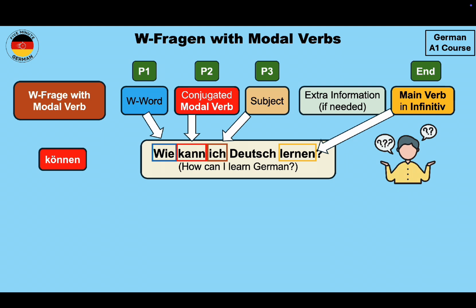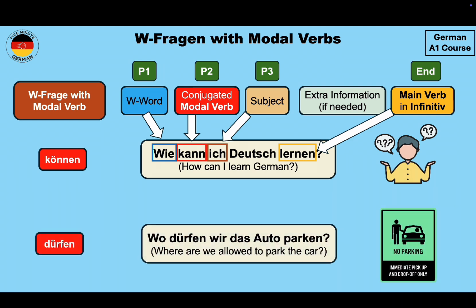Another example with the modal verb dürfen will be Wo dürfen wir das Auto parken? Where are we allowed to park the car? Here again the W word comes at the first position, the conjugated modal verb comes at the second position, third position is the subject, and the main verb, which is parken, goes to the end in the infinitive form.